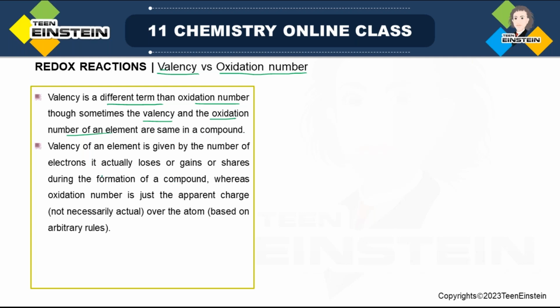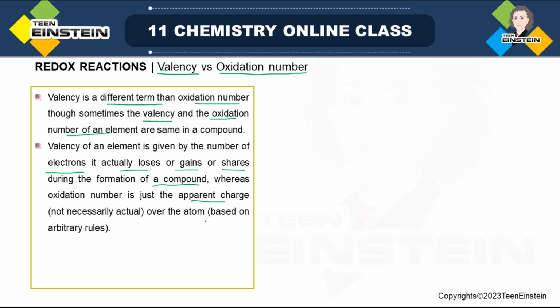Valency of an element is given by the number of electrons it actually loses completely, or gains, or shares during the formation of the compound. If it is sharing, it is a covalent bond. If it is losing or gaining, it is ionic. But whatever it is, this is the definition of valency. Whereas oxidation number, as we have seen in the last class, what is the definition?